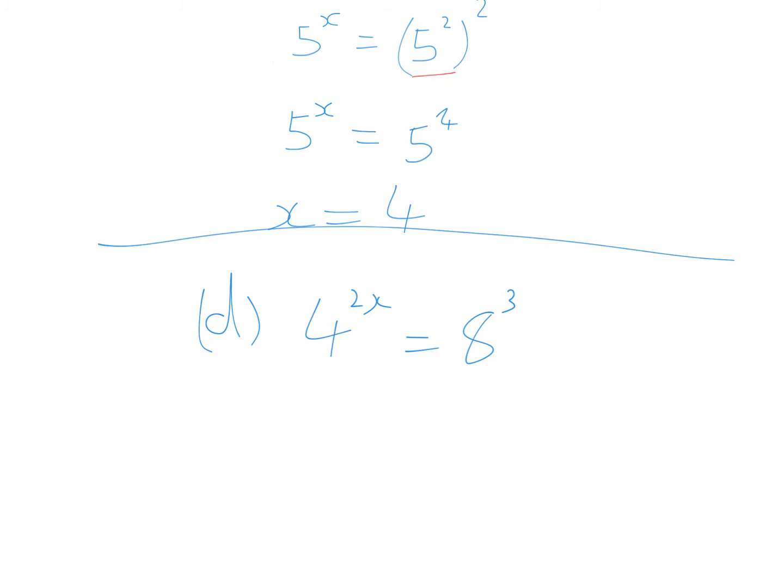Let's try write both of these as the power of a smaller base number. So I know that 2 squared will give me 4 and 2 cubed will give me 8. So I'm going to go from there. So I've replaced my 4 with the 2 squared. That 2 squared, or 4, was still to the power of 2x. On the right hand side, 8 becomes 2 cubed.